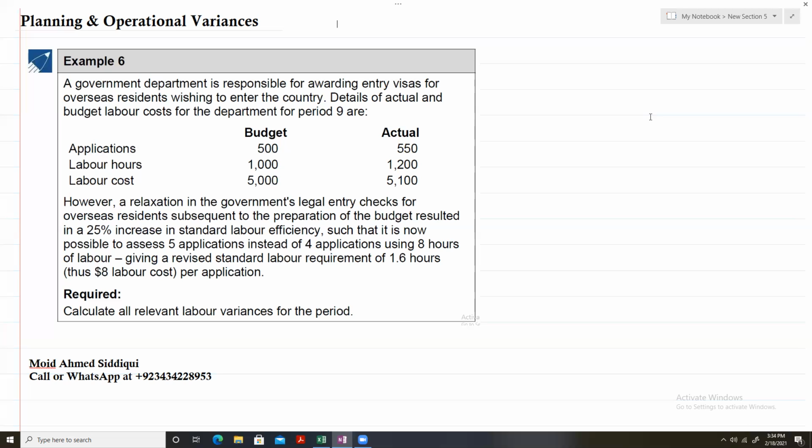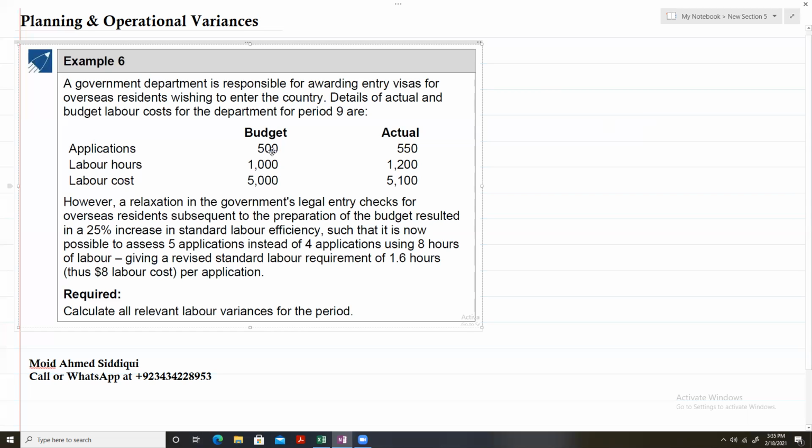Now 5 applications can be processed instead of 4 in the same time. In the same time that we were able to process 4 applications, now we can process 5 applications. This means that the budget should change, as the conditions have changed. So let me show you.